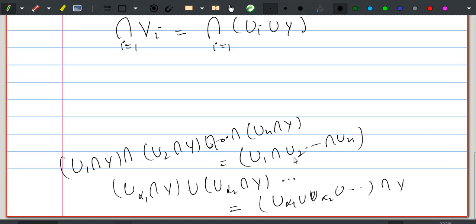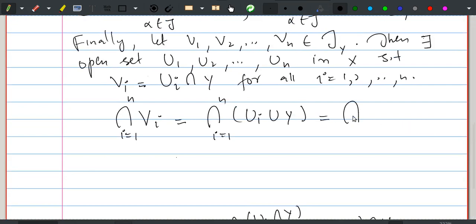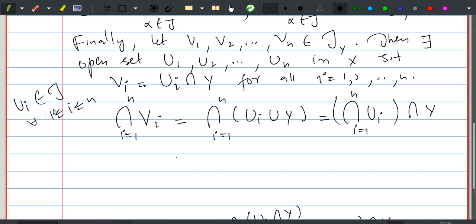Now this is the same as if we take the intersection of all Ui's and then take the intersection with Y. So this is the intersection of Ui's where i goes from 1 to n, intersected with Y. Now note that these Ui's are in T for all i between 1 and n. T being a topology on X, T is closed under finite intersections. That means the intersection of these Ui's is going to be an element of T.